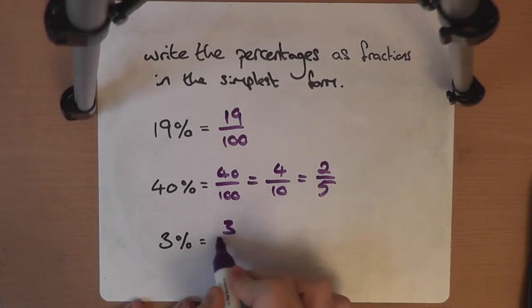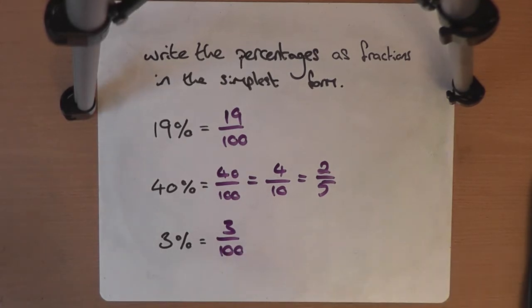3% literally means 3 over 100, and once again 3 is a prime number, so it turns out that that one is as far as we can go.